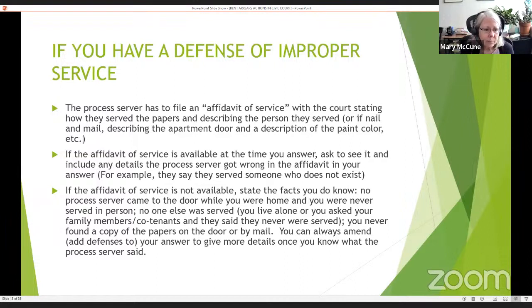Or they say they served you and they said you're really tall, but you're really short, something to show that they didn't really see you. They didn't really go to the apartment, because if they had, they would know the stuff they put in the affidavit was wrong. If the affidavit of service isn't there, just write down what you know. So what do you know? You know that you didn't get the papers, and you know that no process server came when you were home.